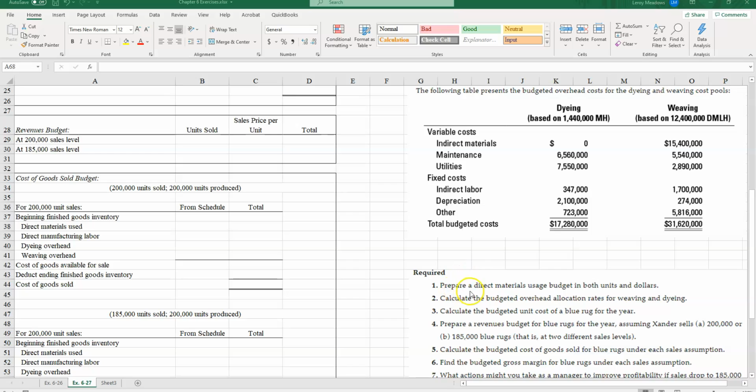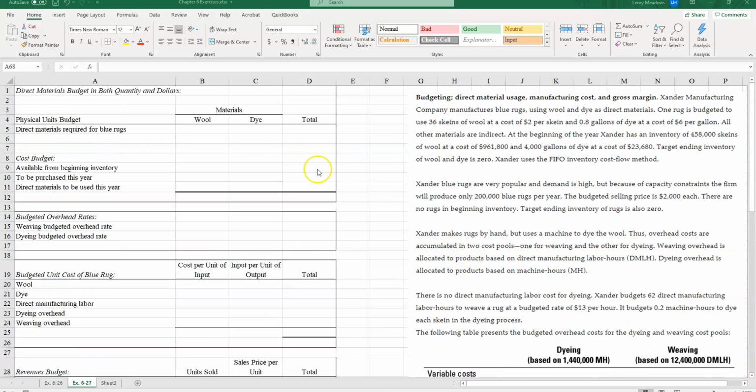The first thing we're asked to do is prepare a direct materials usage budget in both units and dollars. So we not only have to account for the materials in units, but also for the cost of those units as well. So let's go ahead here and take a look at the direct materials for wool and dye. So for wool, how many skeins do I need to make for those 200,000 blue rugs?